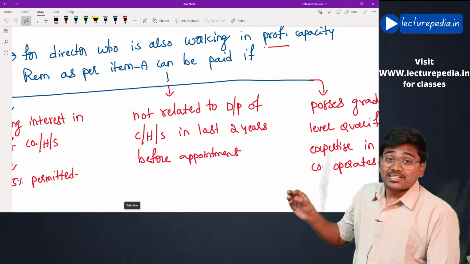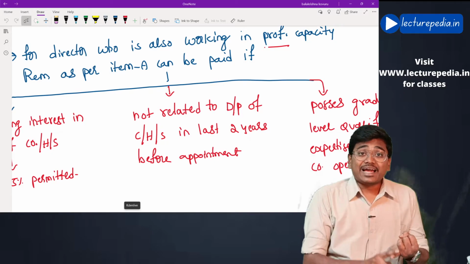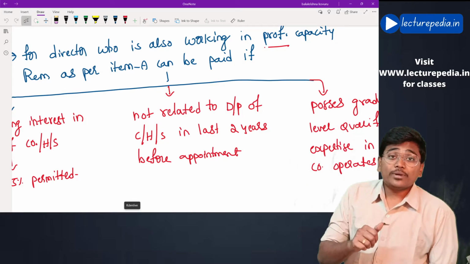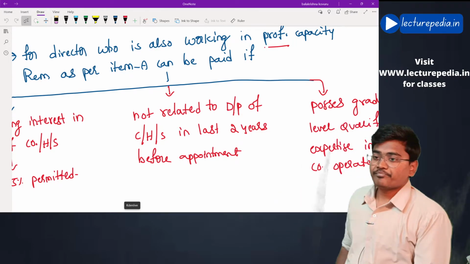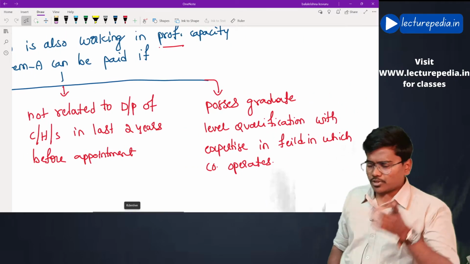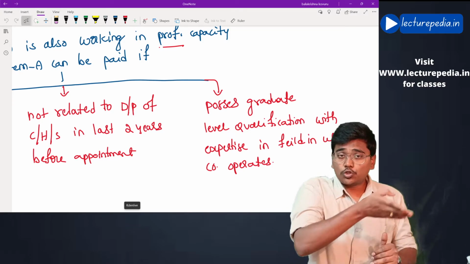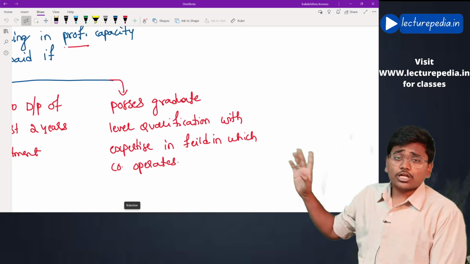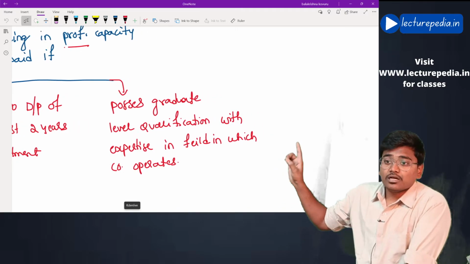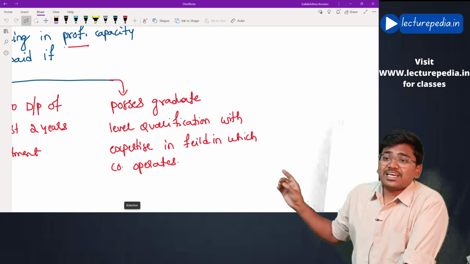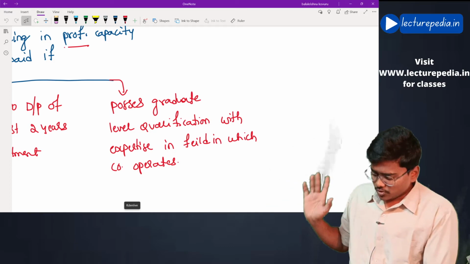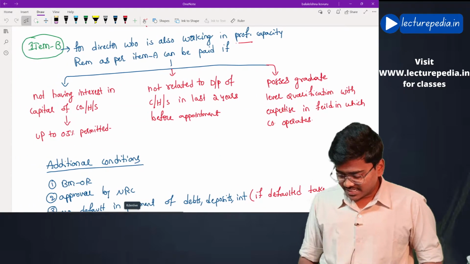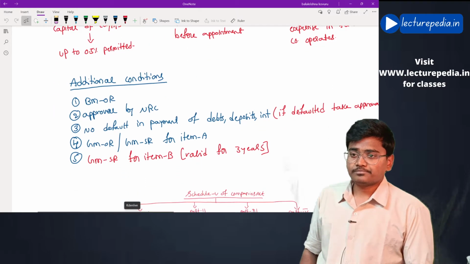Second condition, such person is not related to director or promoter of company, holding company, subsidiary company in how many years? In preceding 2 financial years. Next, in not financial years, in preceding 2 years before his appointment. Next, the third qualification is he must possess graduate level qualification with expertise in field in which he operates. Okay, if he is a doctor, he must have the relevant degree for practicing such profession.